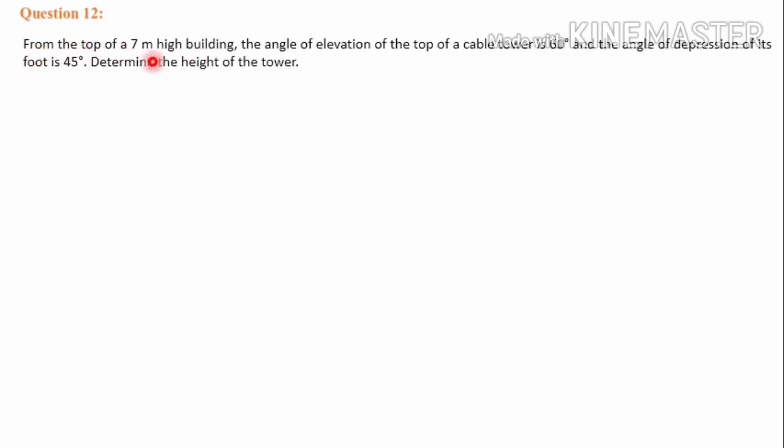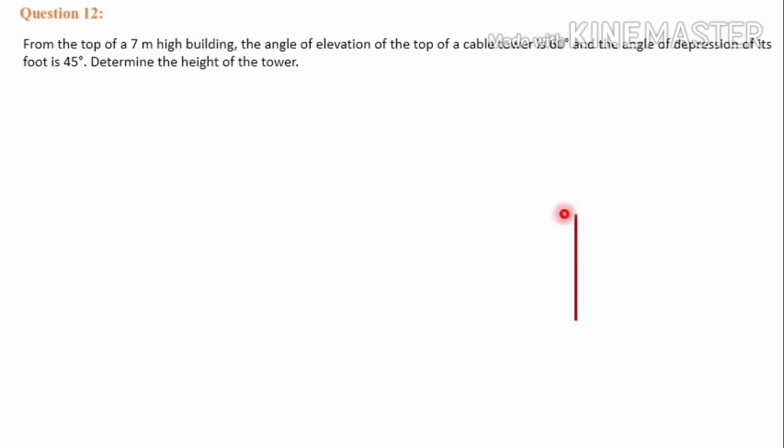Here, there is a person standing on the top of a building which is 7 meter high. At that point, he is looking at the top of a cable tower at an angle of elevation 60 degree. And at the same point, he is looking at the foot of the tower at an angle of depression 45 degree. After reading the question, you must evaluate the heights of these two buildings. You must compare which one is higher. Means a person is standing on the top of a building. At the top of the building, again mention the angle of elevation. Means from that point, if the person is looking up, the cable tower must be taller than the building.